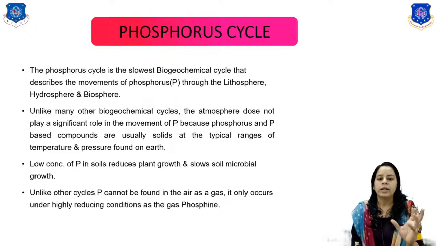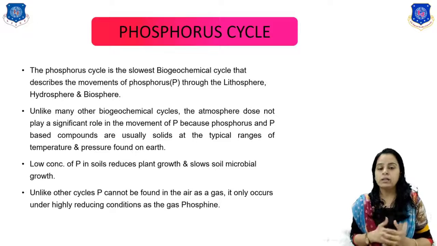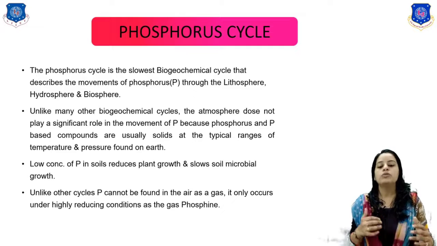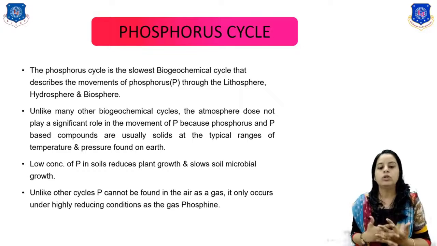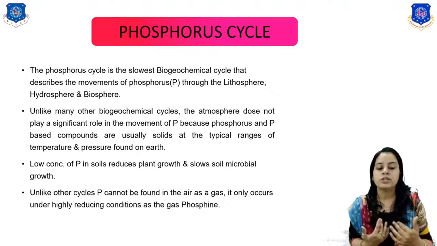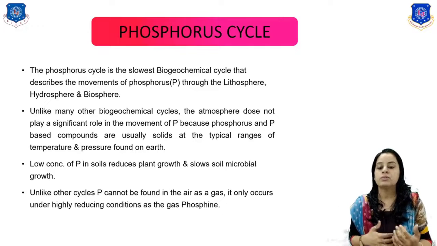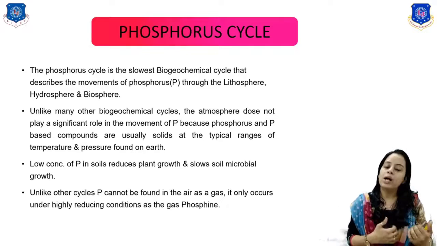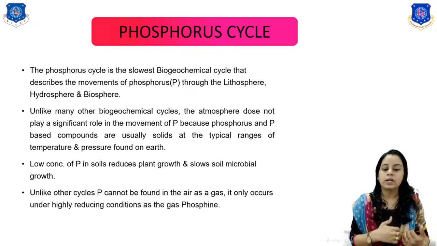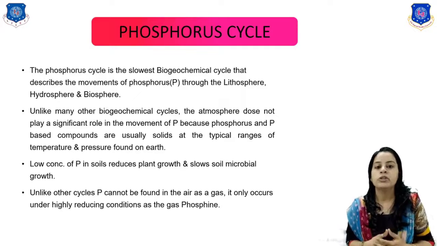Okay, so the phosphorus cycle is the slowest biochemical cycle that describes the movement of phosphorus through the lithosphere, hydrosphere and the biosphere, right? Unlike many other geochemical cycles, the atmosphere does not play a significant role in the movement of phosphorus, because phosphorus and phosphorus-based compounds are usually solid at the range of temperature and pressure found on the earth, right?